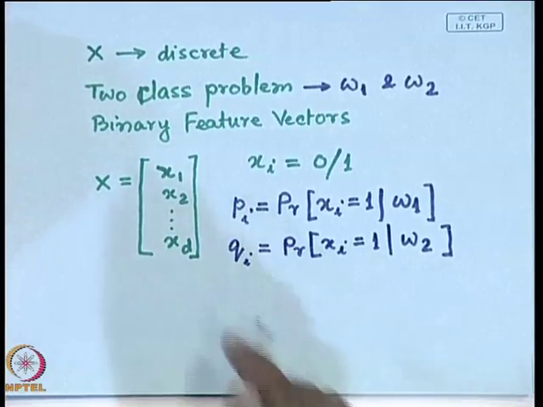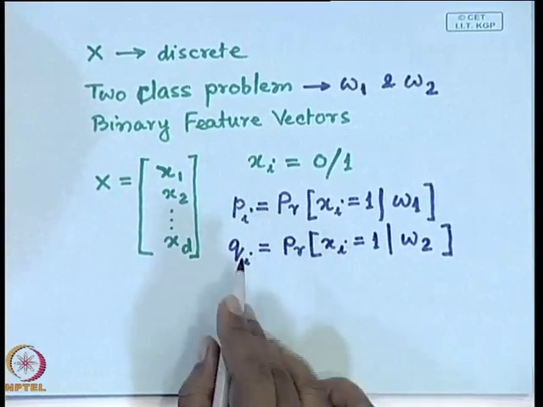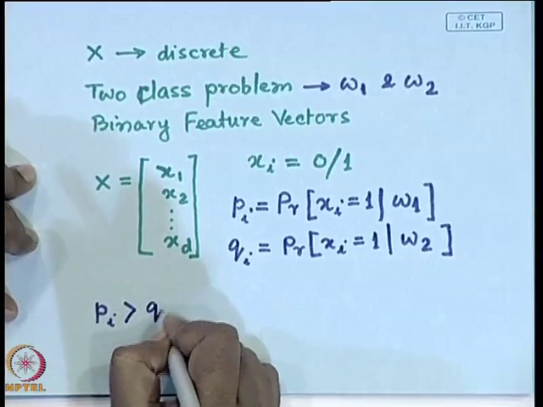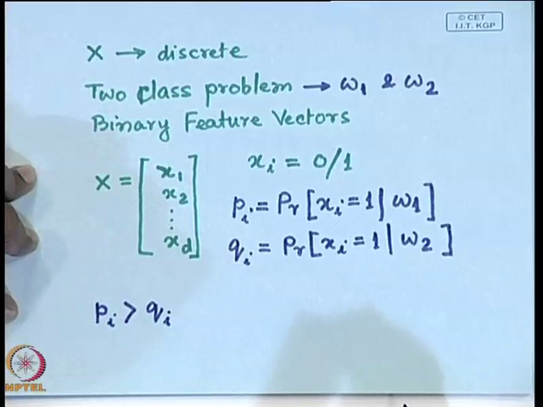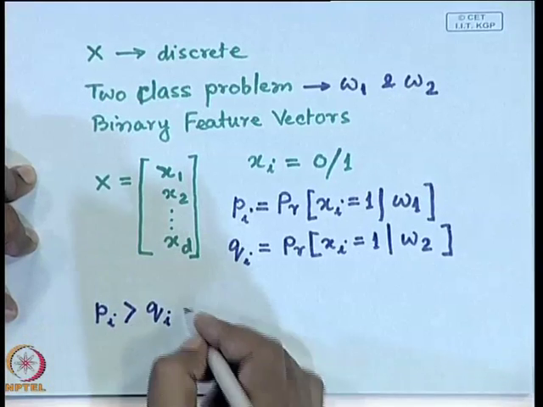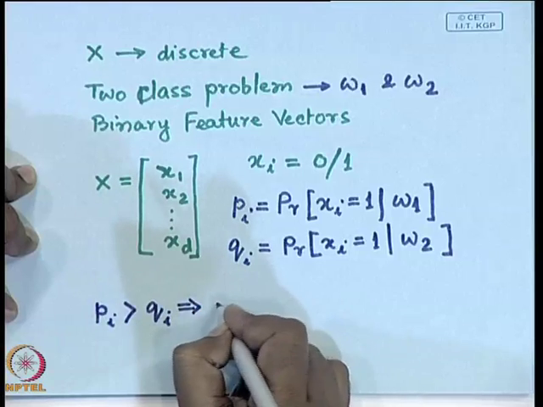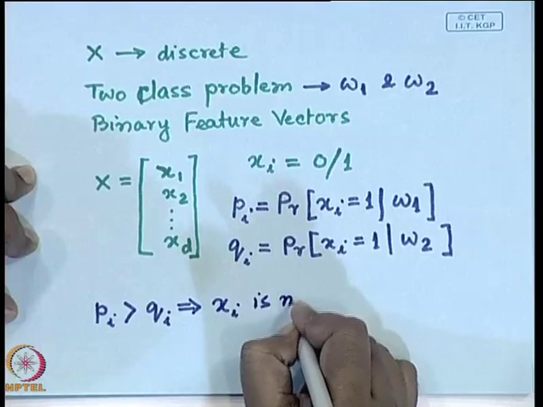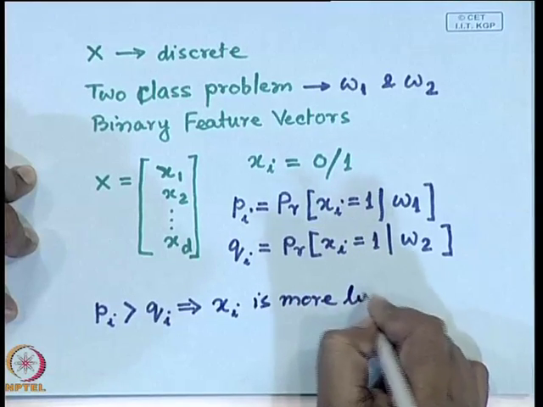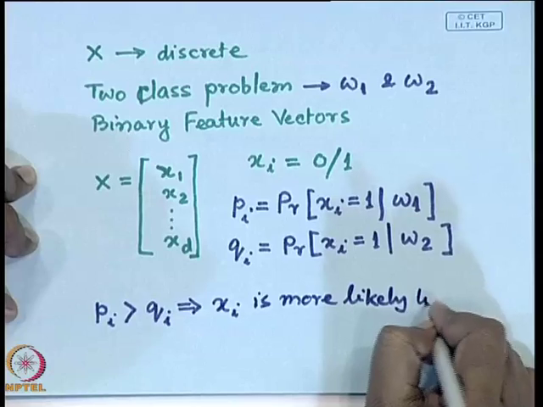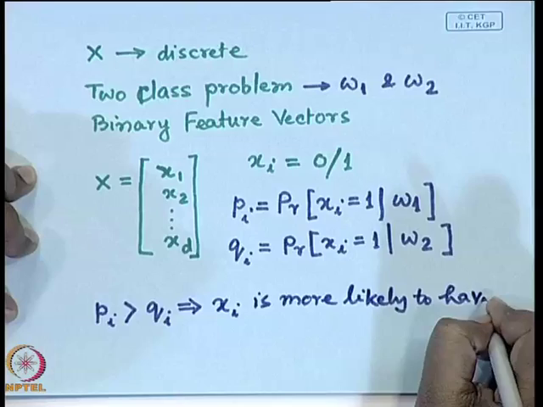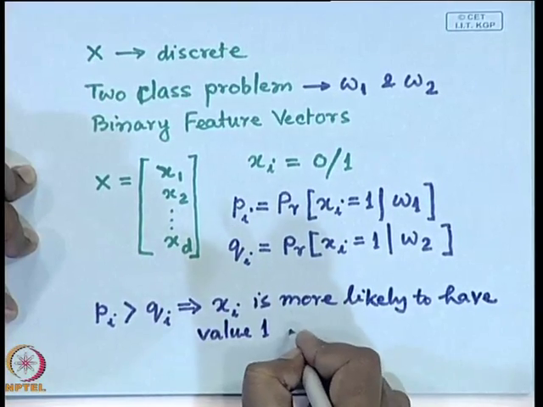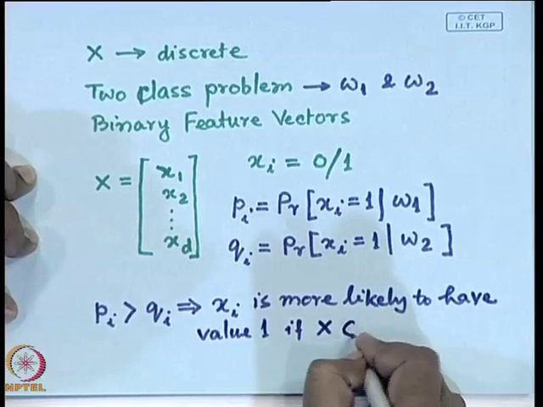Given this type of probability measures, it simply means that if I have a situation that p i is greater than q i, in such cases it simply means that the ith component x i is more likely to have value 1 if x belongs to class omega 1.